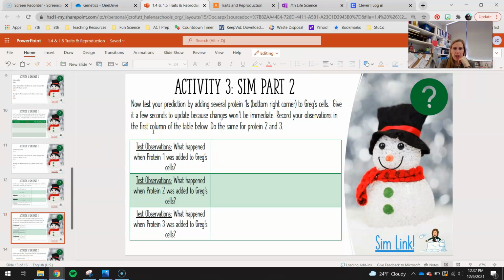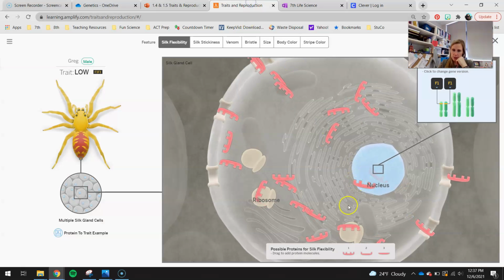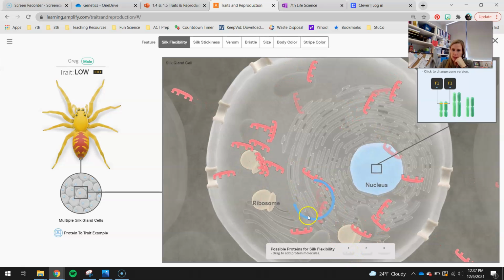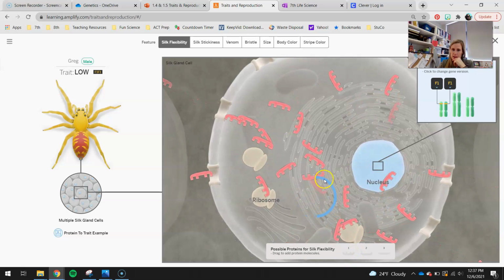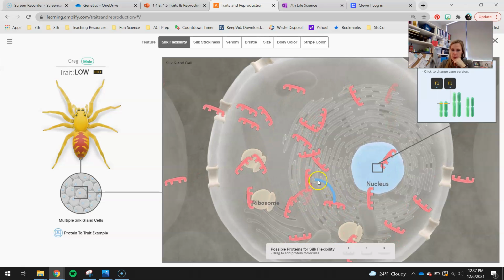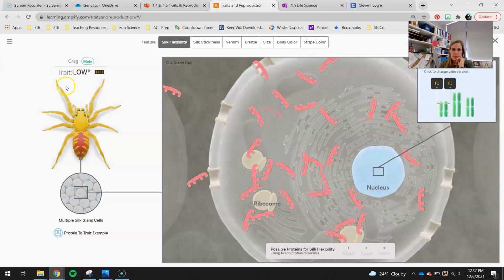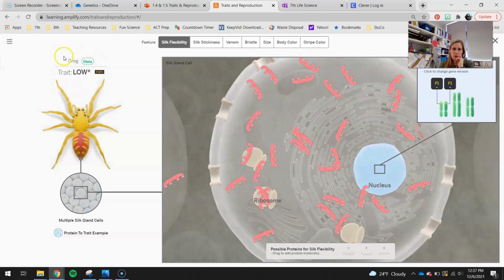So now test your prediction by adding several protein 1s to Greg's cell. Give it a few seconds to update because changes won't be immediate. So when I do this, I'm going to grab protein 1 and add it to this little circle. It's going to take some time to make any effects. So when this little blue circle disappears, okay, your time is up and you should be able to see a change. Okay? The star means there was a change that was made.